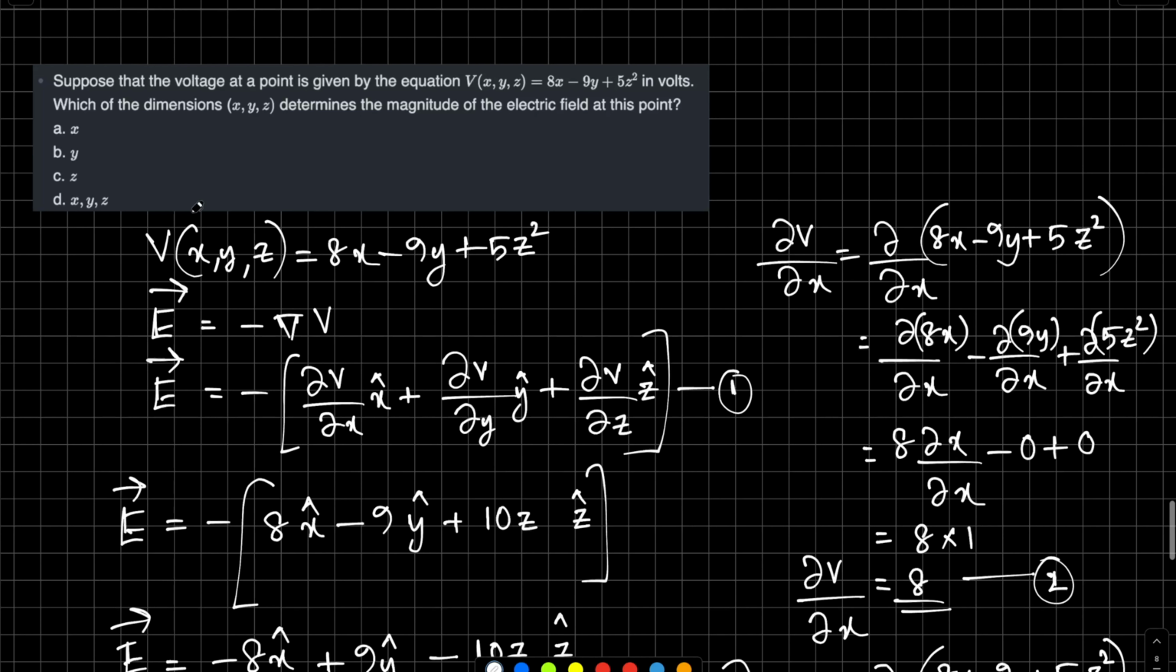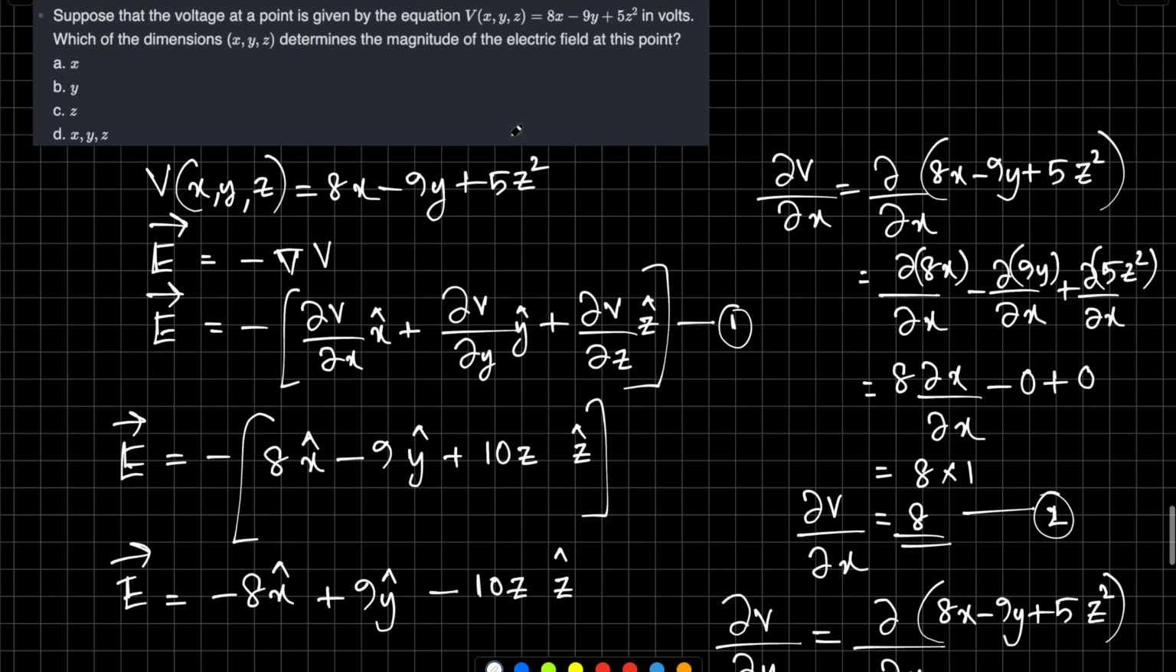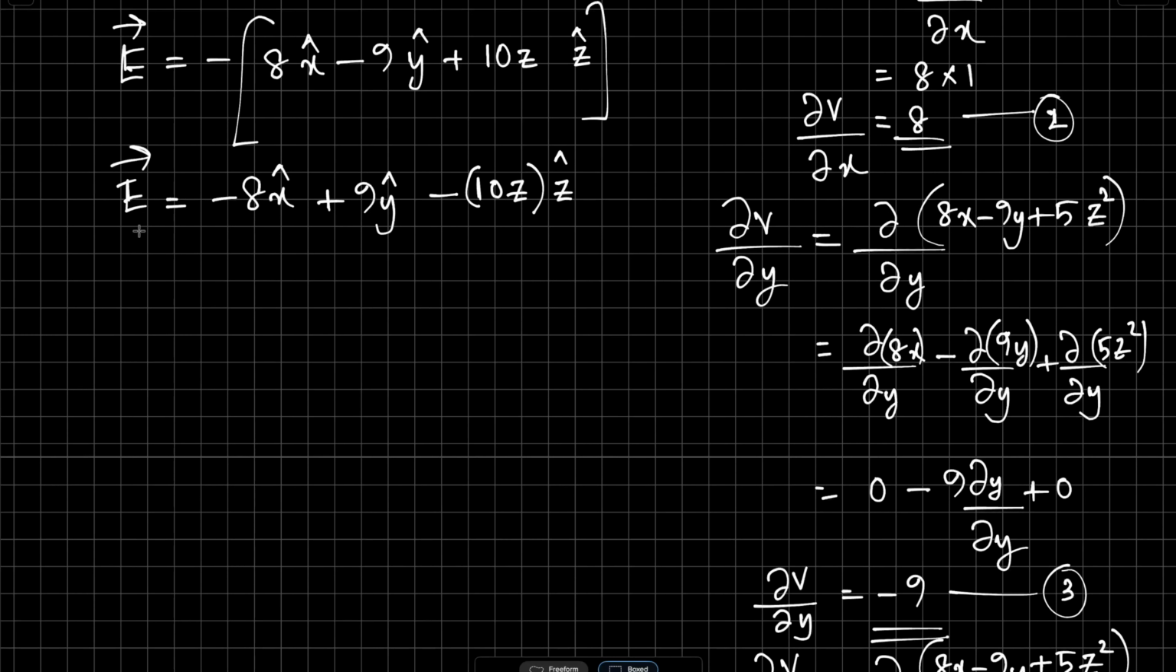Okay, the question is, which of the dimensions x, y, or z determines the magnitude of the electric field at this point? This is our electric field function: minus 8x cap plus 9y cap minus 10z z cap. If you look closely into this function, there is no x coordinate here. There is no y coordinate. We have only the z coordinate here, right?